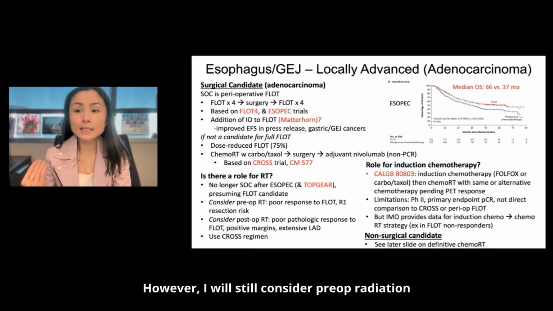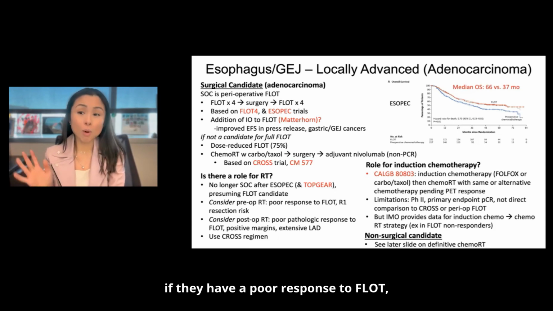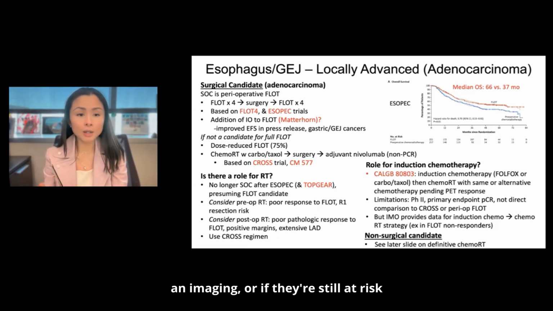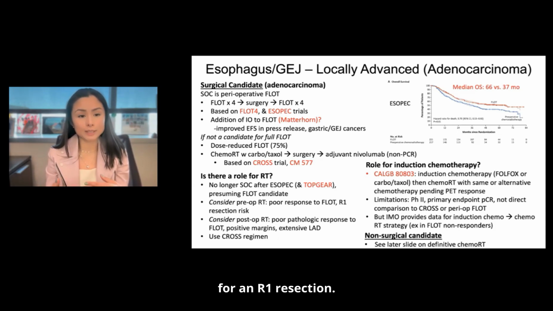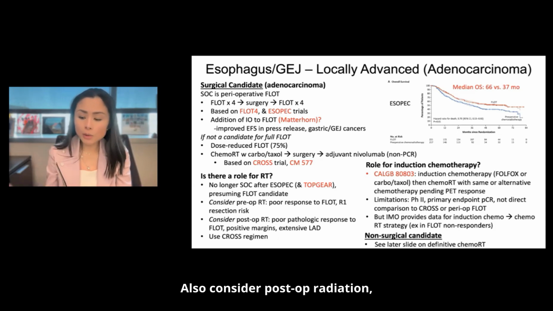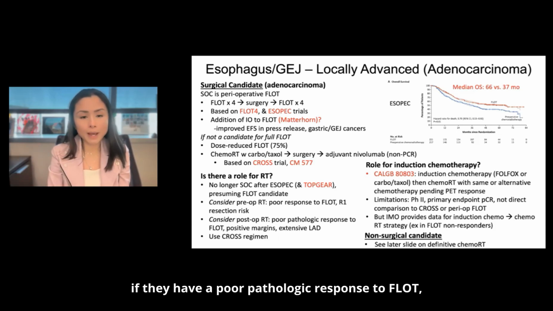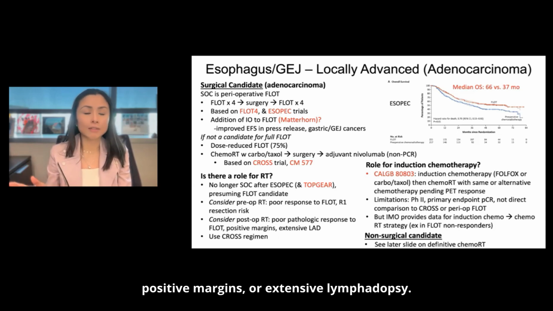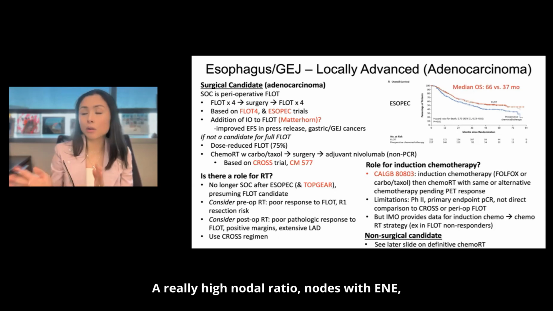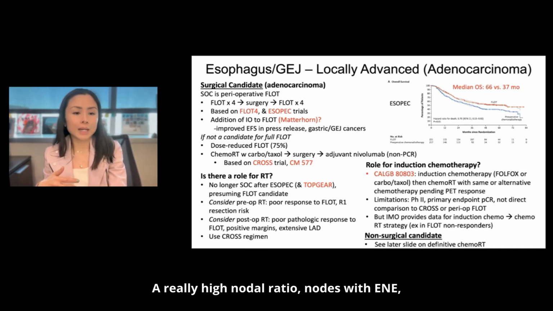However, I will still consider pre-op radiation if they have a poor response to FLOT on imaging or if they're still at risk for an R1 resection. Also consider post-op radiation, acknowledging that we always prefer pre to post-op, if they have a poor pathologic response to FLOT, positive margins, or extensive lymphadenopathy. What does that mean? A really high nodal ratio, nodes with ENE.